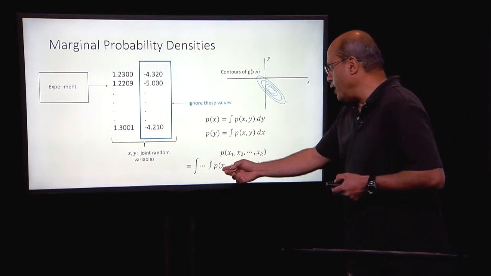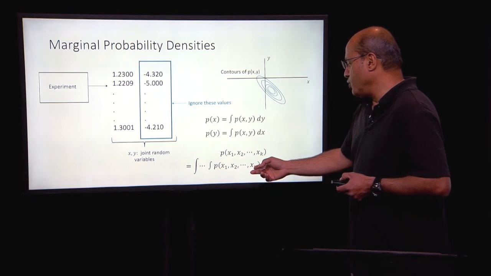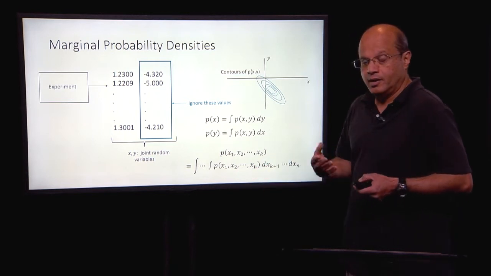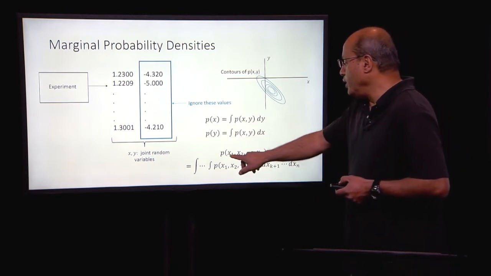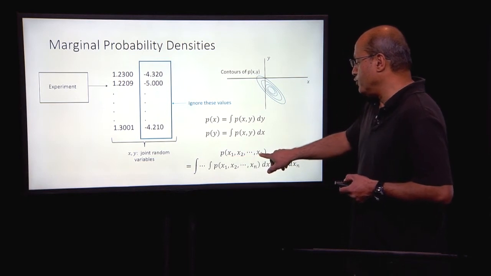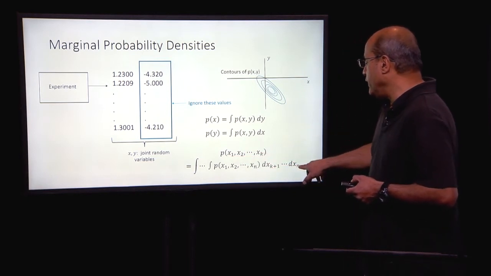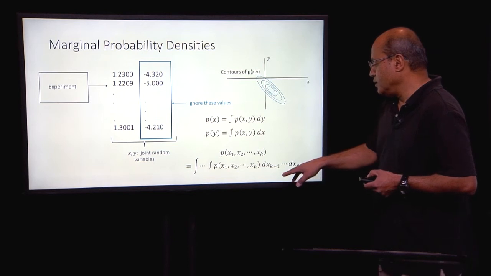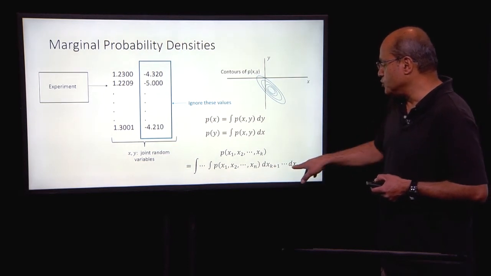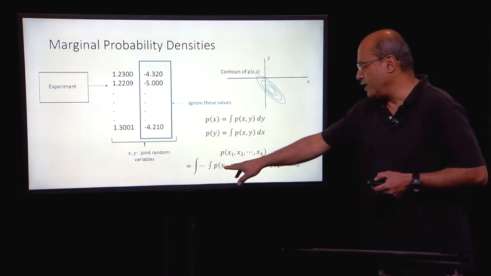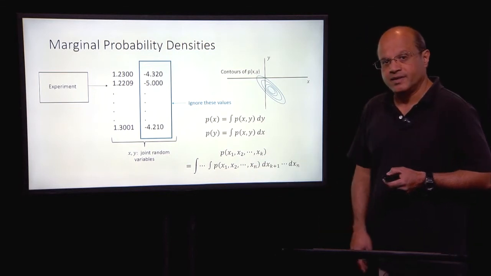So if I have n variables, x1 through xn, n jointly random variables, and I'm only interested in the density of the first k, then I simply integrate out the k plus 1 to xn variables from this density of x1 through xn.